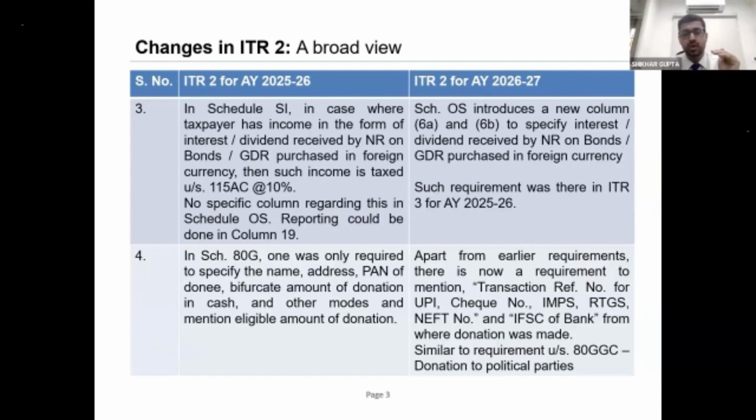Here, there was a drop down menu and you could have inputted that particular interest by selecting from the drop down menu. Things have been made simpler by doing it this way. That's all. An important change, which we as professionals also come across, is in Schedule ATG.